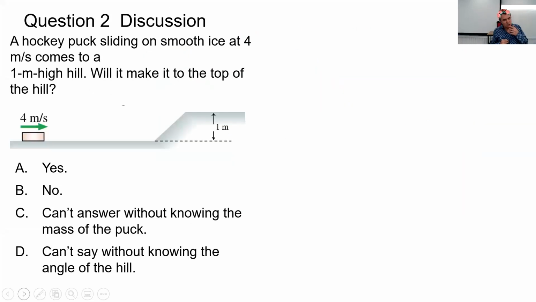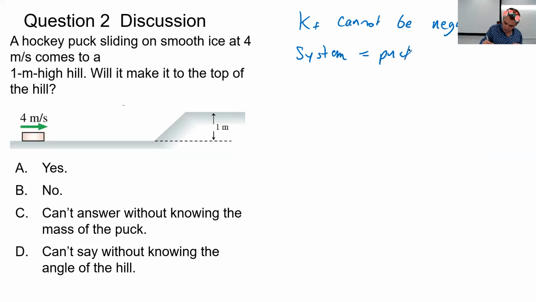This one was a little harder. The way I solved this was using this idea of kinetic energy. So K final cannot be negative. If it is negative, that's bad. It means that you can't get there. You'd have a complex speed or something like that. So what you do is the system is puck plus Earth.